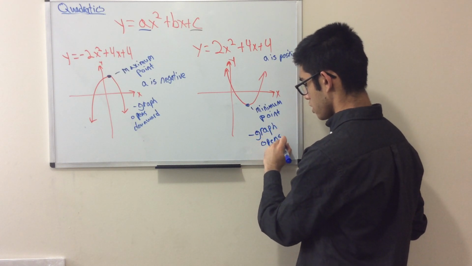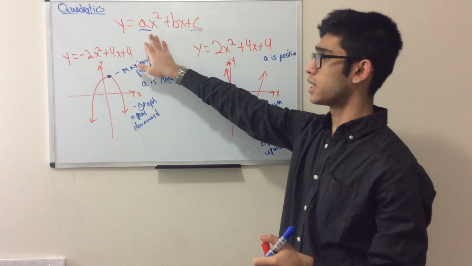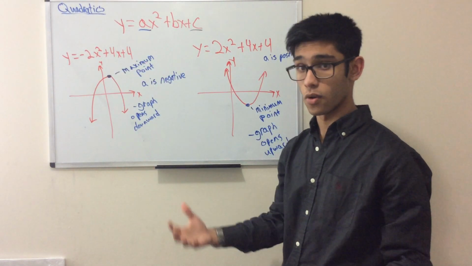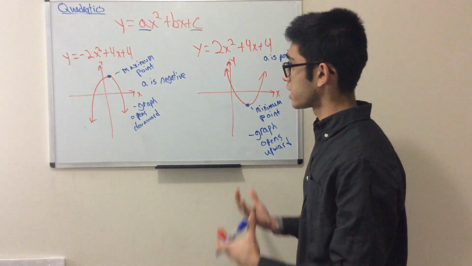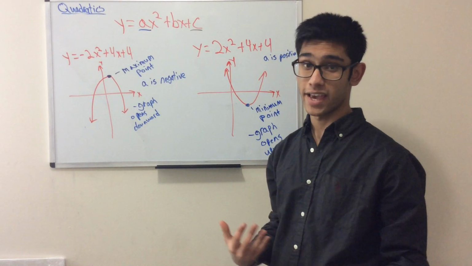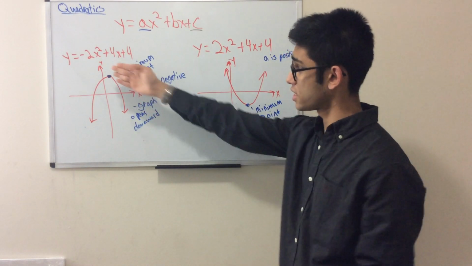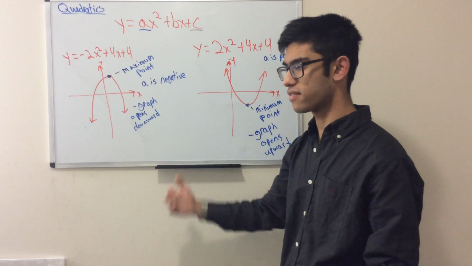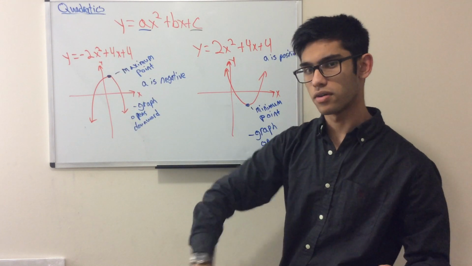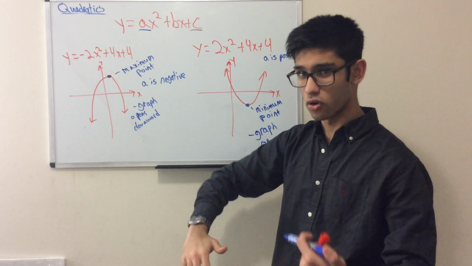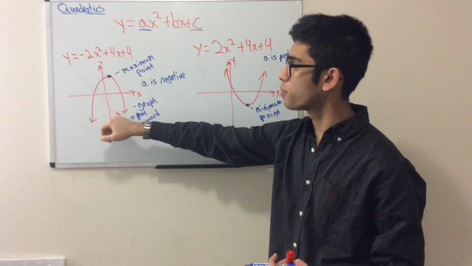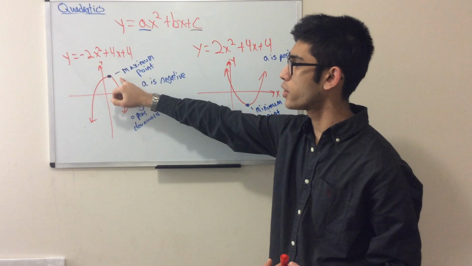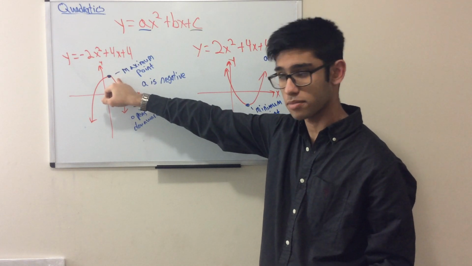So essentially, what my a value tells me is which way the graph is going to open. If my a value is negative, which it is in this case, it opens downward. I remember it as: if it's negative, it's down, right? Negative is usually found in the down below region. So if it's negative, my graph opens downward and I have a maximum point. My vertex is going to be the maximum point.